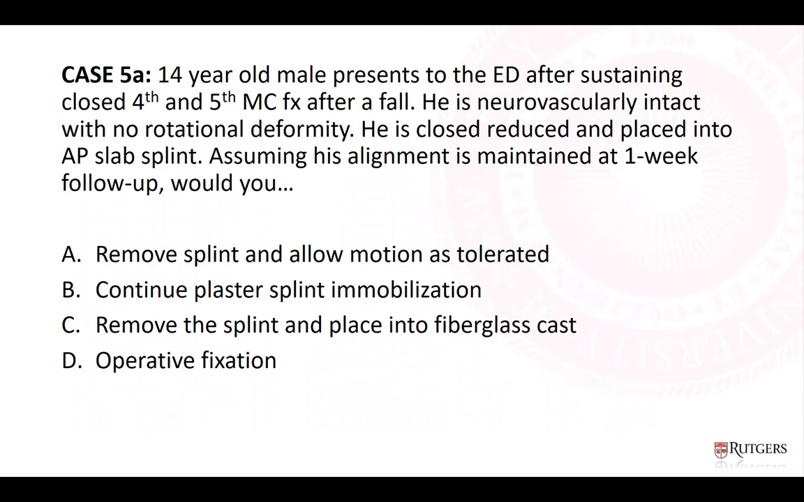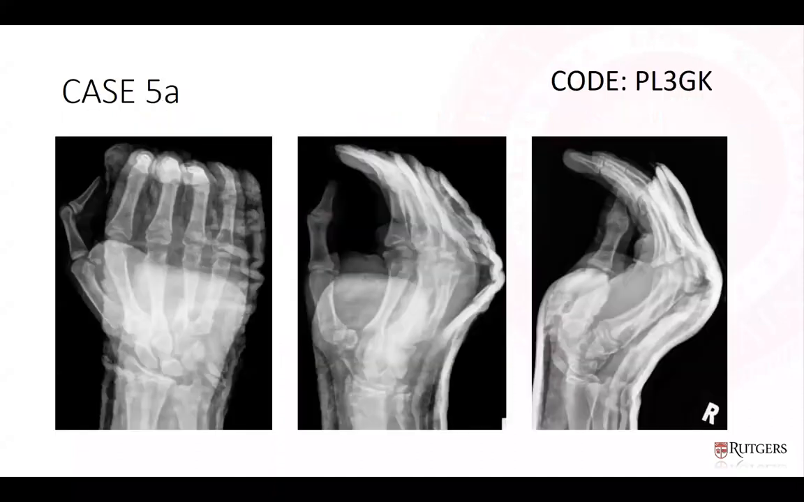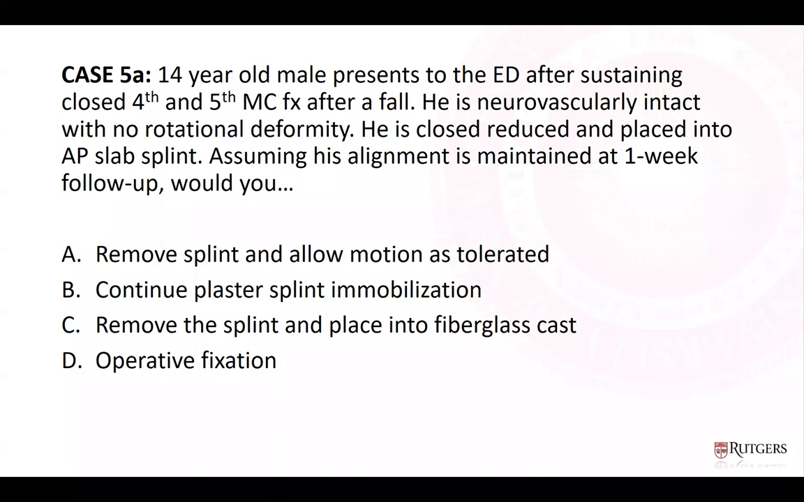So the options here, and I'll just go through these quickly: remove the splint and allow motion as tolerated, continue splint, remove it and put into a fiberglass cast, or fix it operatively. Yep. So here's a reduction. Good. So most people are saying operative fixation.